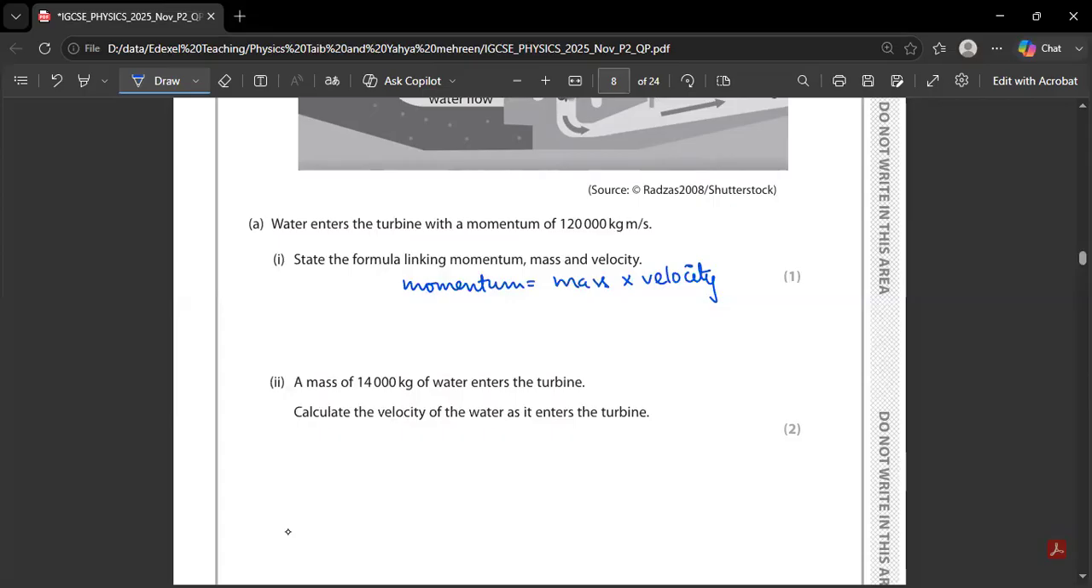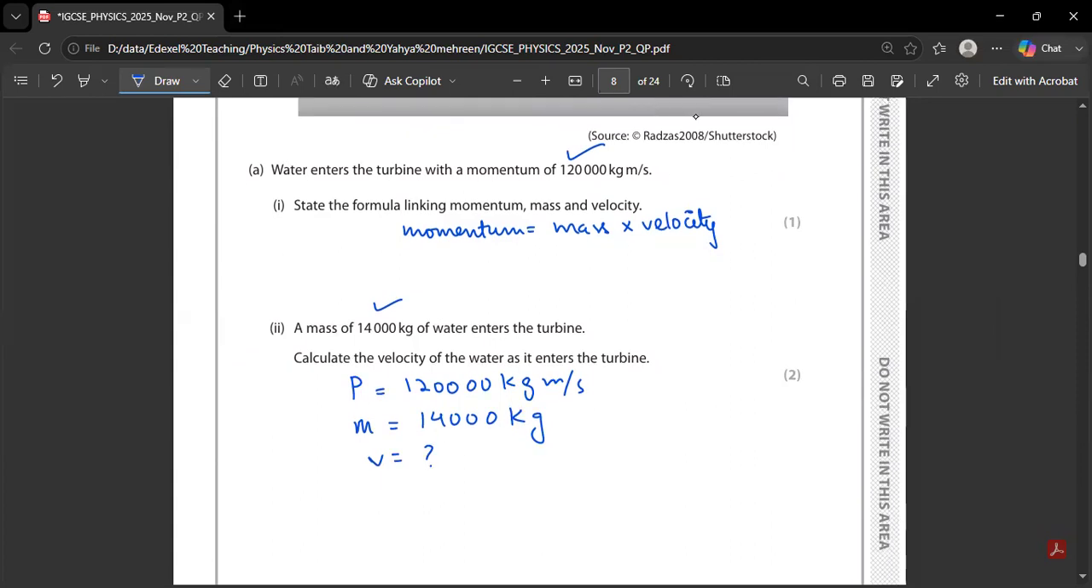Okay. So we know the momentum. We know the mass of water. First of all, we have to make a data. The mass is 14,000 kilograms. And we can make v the subject: v equals momentum over mass, right? So we just plug in 120,000 and divide by 14,000. So what are we getting here?